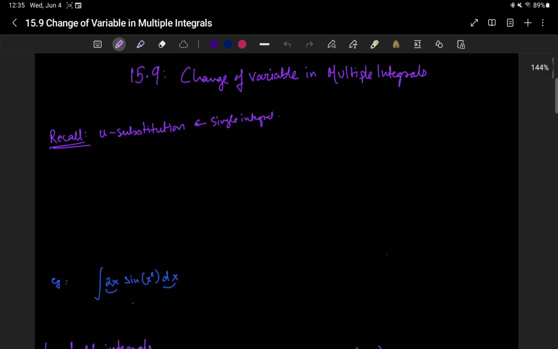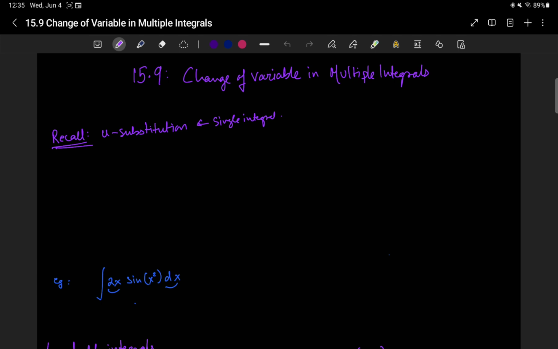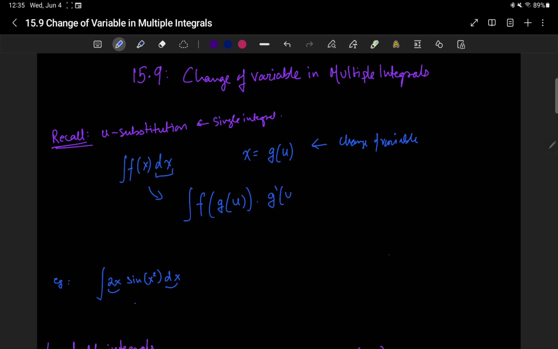So an equivalent of this in one dimension would be something called the U substitution that you recall, where if I have an integral of f of x dx, and maybe it is not directly solvable in this form, what we do is we set x as some function of u. So this is a form of change of variable. And we find that when we do this, this integral becomes the integral of f of g of u, and the dx part becomes g prime u du.